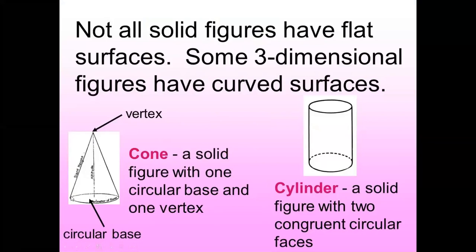In the cone, we have one circular base and we have one vertex. In the cylinder, we have two circular bases. And the sphere has a curved surface only. It has no bases, no faces. It has only a curved surface.